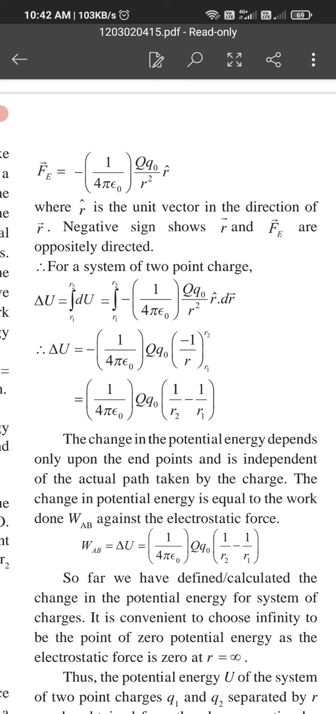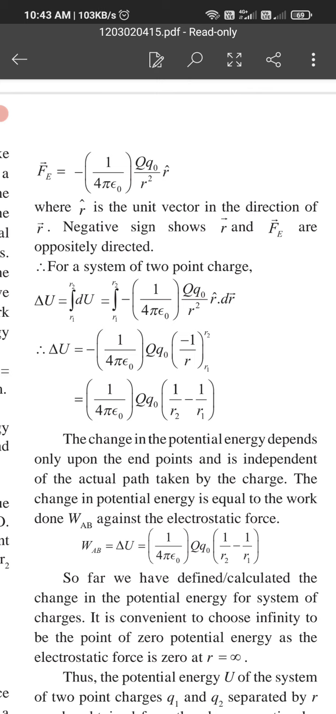So we get plus, minus 1 upon 4 pi epsilon naught Q into Q naught, 1 upon R1 minus 1 upon R2, that is upper limit minus lower limit, R2 minus R1. Instead of R we have to write 1 upon R2 minus 1 upon R1.